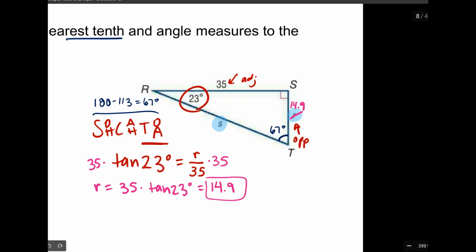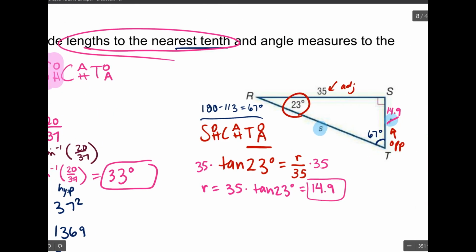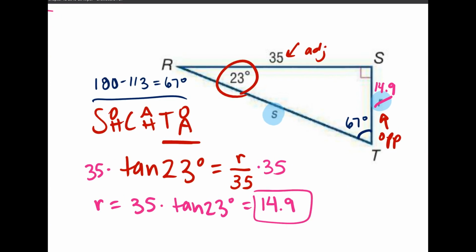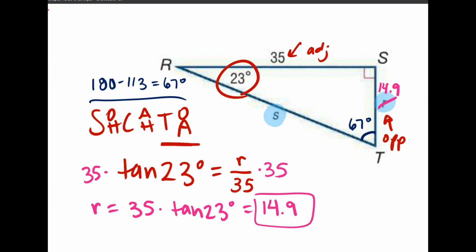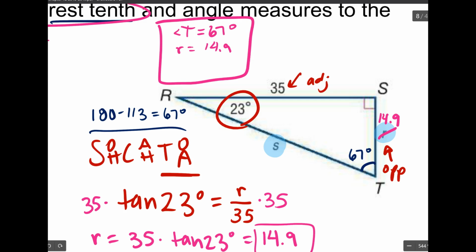It says in the directions to write our lengths to the nearest tenth. I'm wanting the angle here, and I'm wanting the side length. So literally what you would write is angle T equals 67 degrees, R equals 14.9. You box it. S equals, and then we haven't solved for it yet.